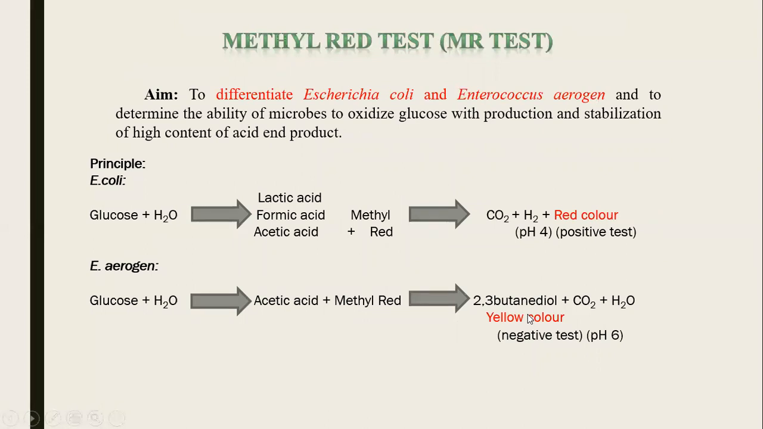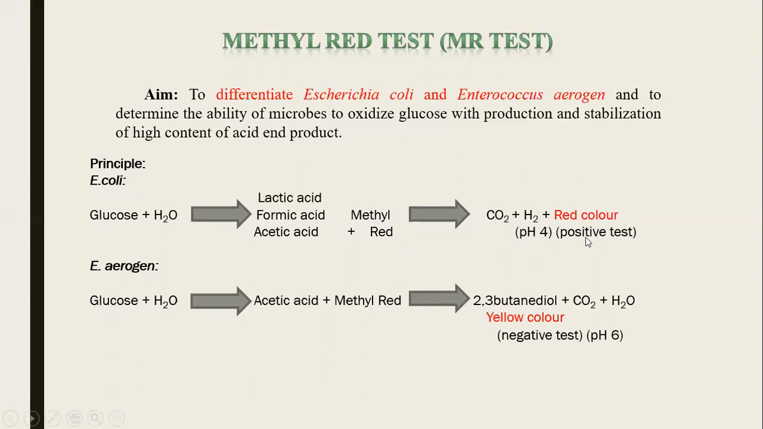The methyl red test. The methyl red test is to differentiate Escherichia coli and Enterobacter aerogenes organisms. When these organisms are inoculated in glucose containing medium, if they are able to produce acid, this acid production is detected by the addition of methyl red. Here the E. coli organism is able to produce three different types of acids: lactic acid, formic acid, and acetic acid. So after addition of methyl red, it changes its color to red.